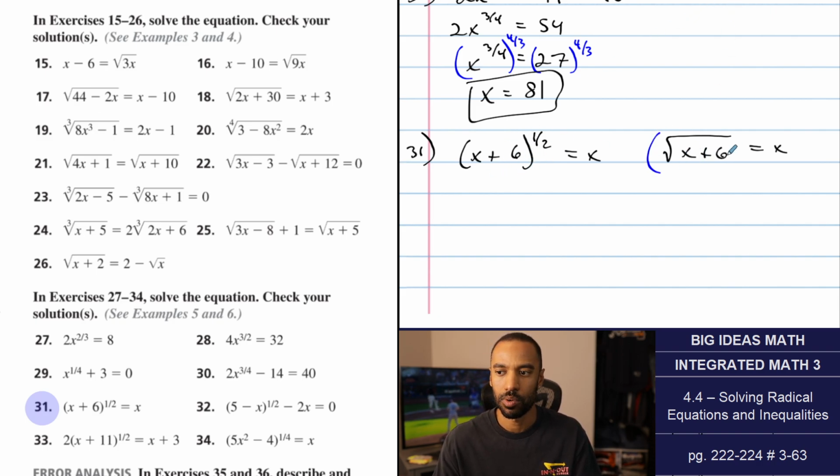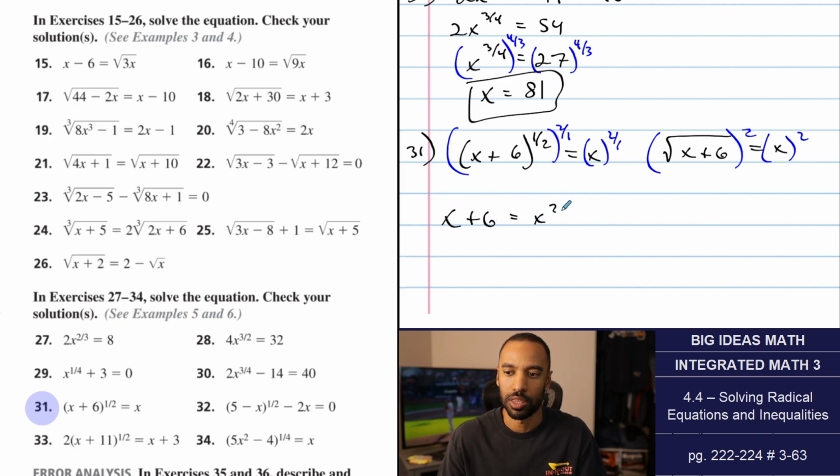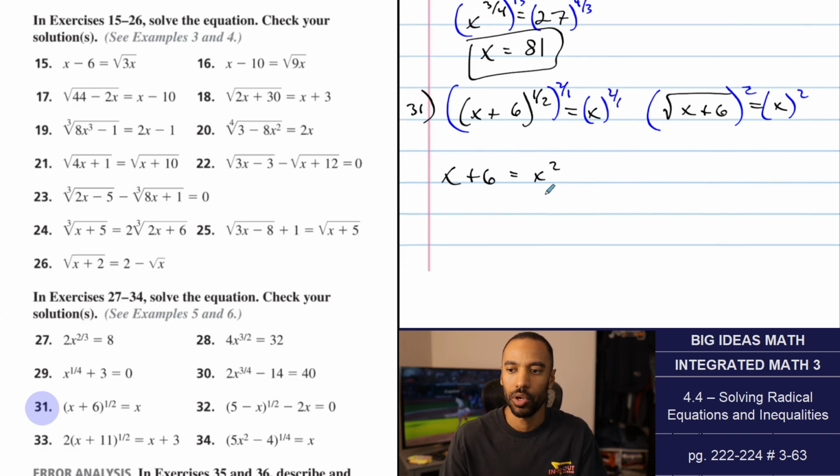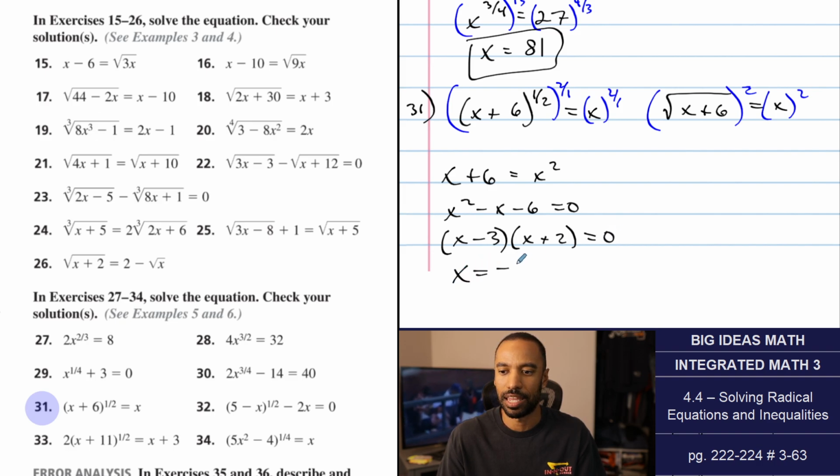It is. And square it, right? Whether you write it like this or like this. Even if you write 2 over 1, that's totally up to you. We're squaring it. So you're left with x plus 6 on the left side. You have x squared on the right side. Okay, it's a quadratic. We got to solve. Subtract x, subtract 6 to the side, set equal to 0. A lot of factoring, right? We're not doing a lot of quadratic formula on these ones here. So you got x equals 3 and negative 2.